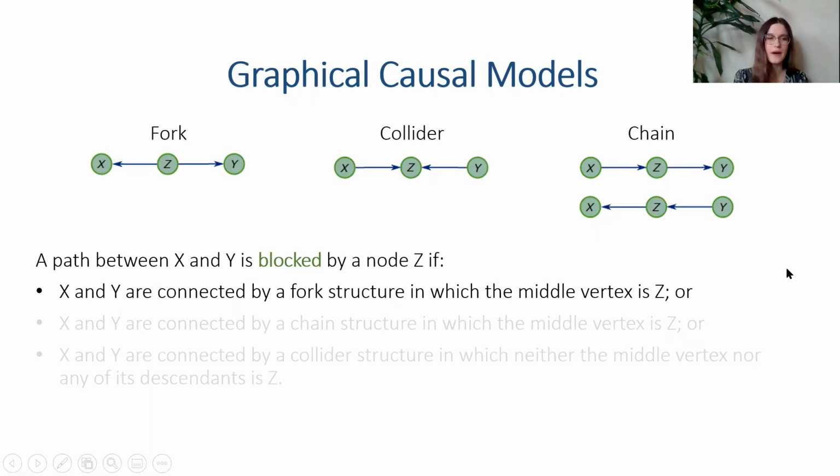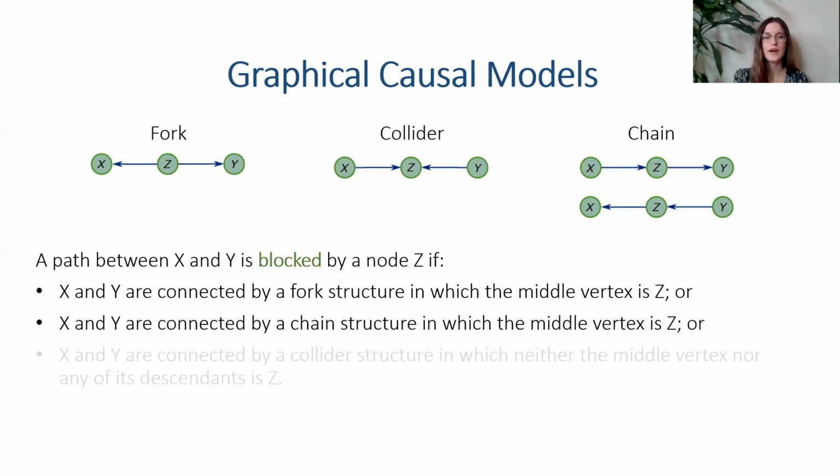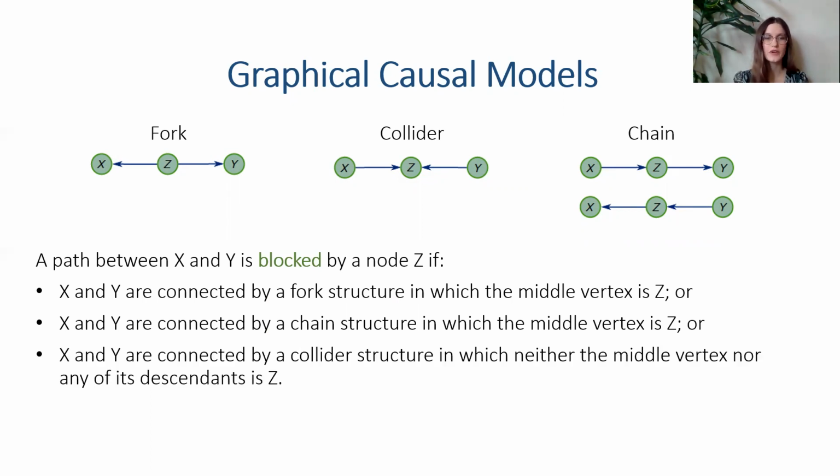We say that a path between x and y is blocked by a node z if x and y are connected by a fork structure in which the middle vertex is z, or x and y are connected by a chain structure in which the middle vertex is z, or x and y are connected by a collider structure in which neither the middle vertex nor any of its descendants is z. So, for example, here, we say that z blocks a path between x and y because it is a fork structure and z is the middle node, but in here this is not the case. So here z does not block the path between x and y.